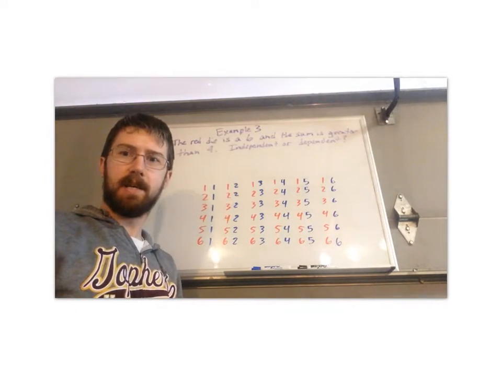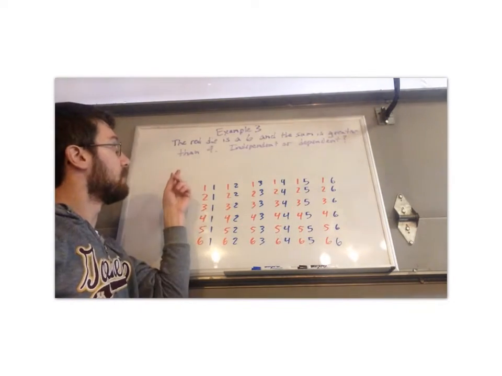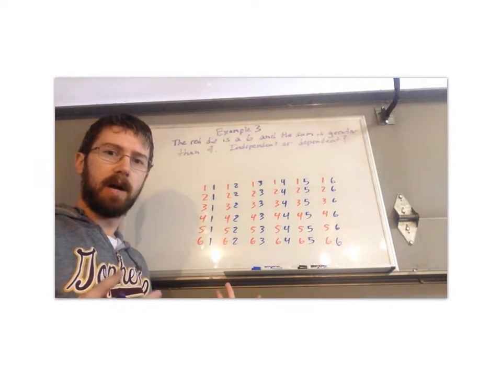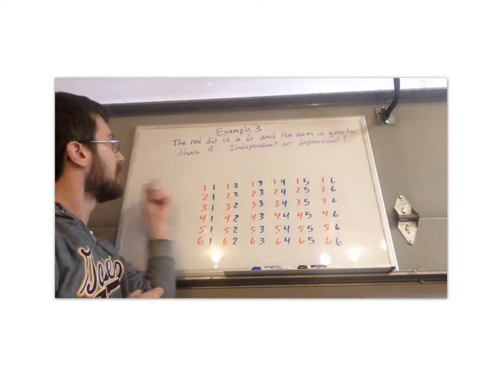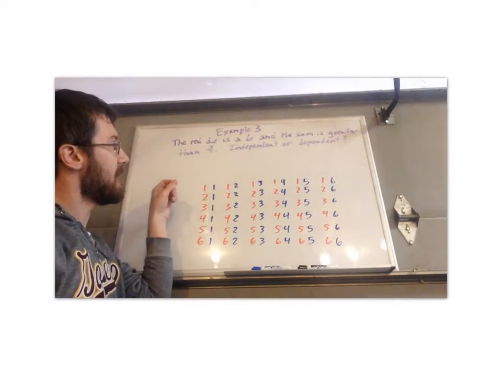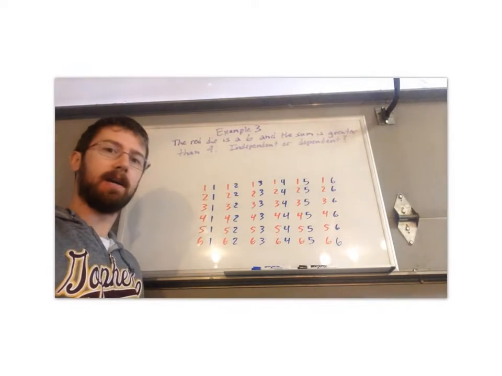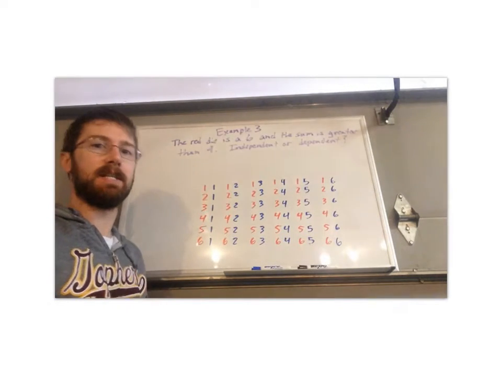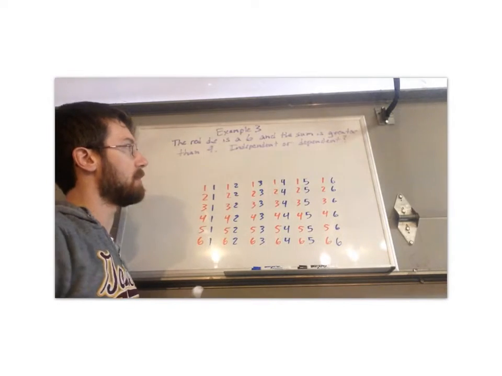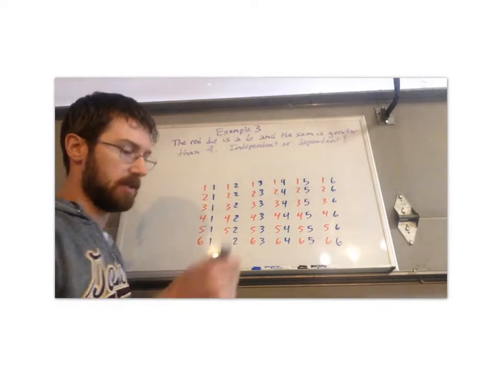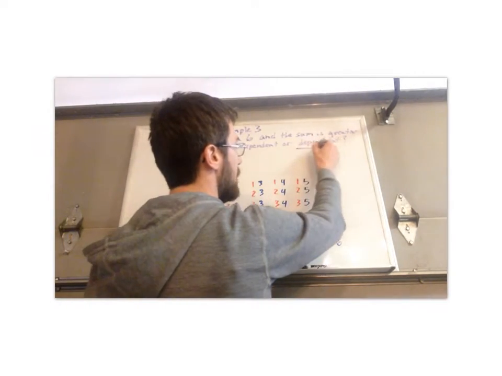Okay, our last example, our third one, we've got our red and blue die problem. We're rolling red and blue dice. The red die is 6 and the sum is greater than 9. Is this an independent or a dependent event, and then what is the probability?